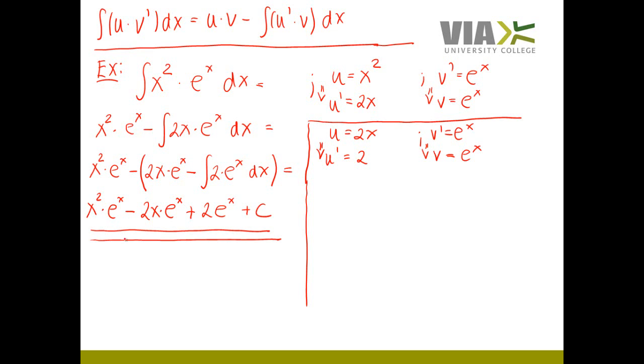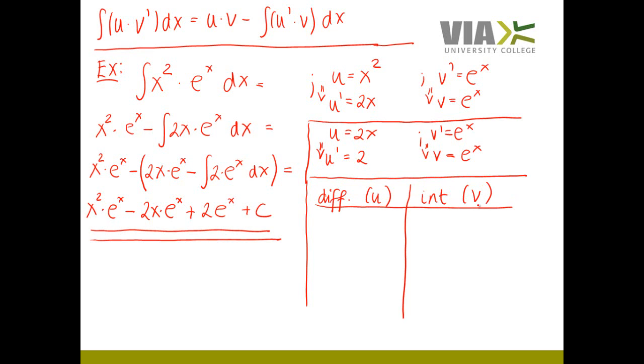What we actually did here can also be illustrated in a table overview. So let's illustrate that over here. I will make two columns. One for the function which I'm differentiating, that is the function we label u, and one for the function which I'm integrating, that is the function we label v. So then I put in from the original given assignment up here the function which I've labeled u, that is x squared, and the function which I've labeled v, which is e to the power of x.